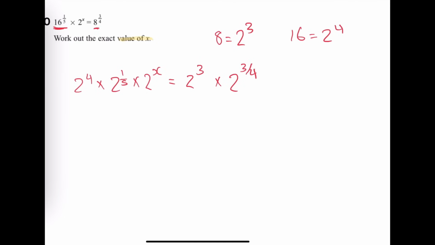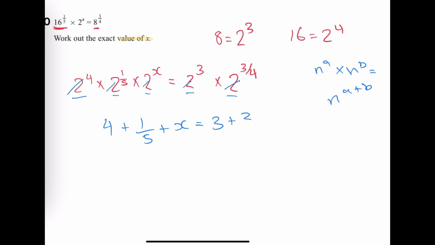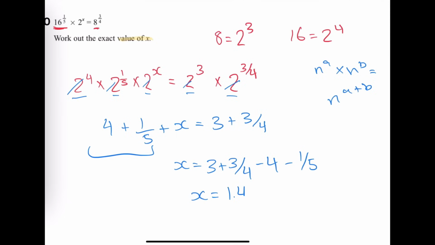Now, because we made every single one of these the exact same term on the bottom, we're going to cancel them and just work with the top one. So it'll be 4, and with the laws of indices, you know that if we multiply something together, it's the same as adding the indices. So it'll be 4 plus 1 over 5 plus x equals 3 plus 3 over 4. So all the other numbers on the other side, this is minus 4 minus 1 over 5. We know that the answer x is 1.45.